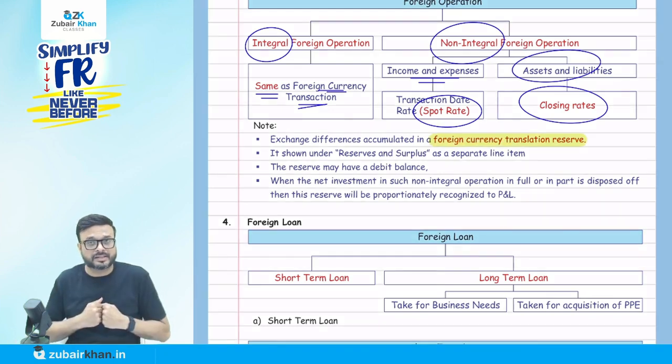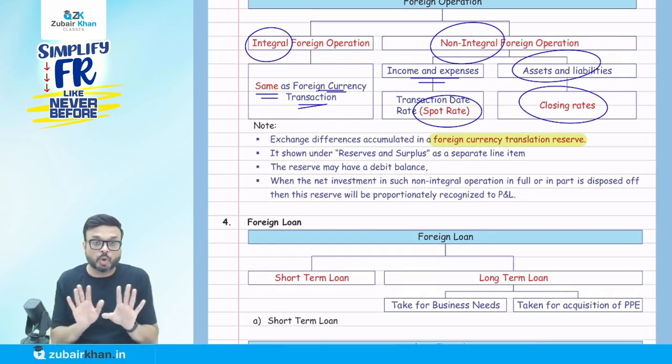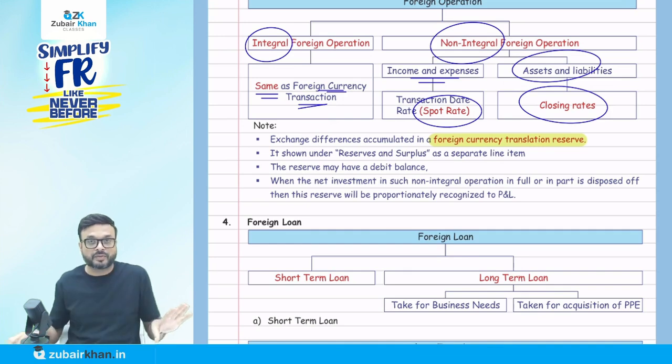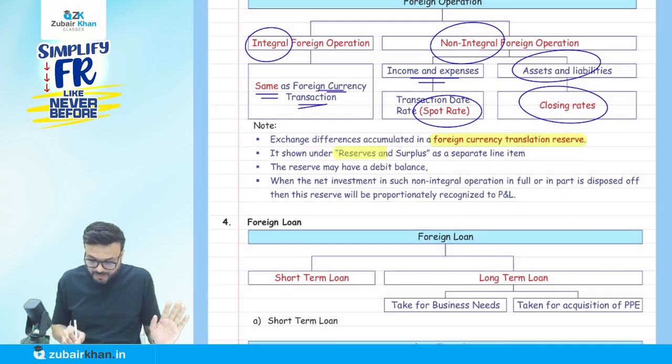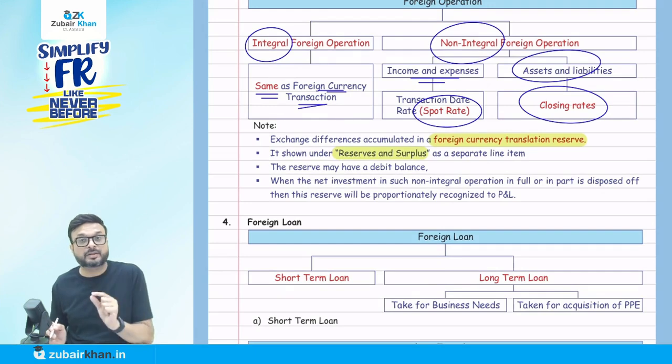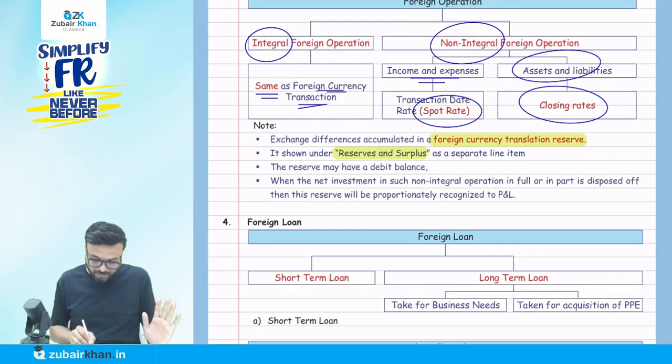So you will ask me, sir, will this foreign currency translation reserve go to the profit and loss account? No. It is not a part of the profit and loss account. It will be shown under reserves and surplus as a separate item. And the reserve may have a debit balance.